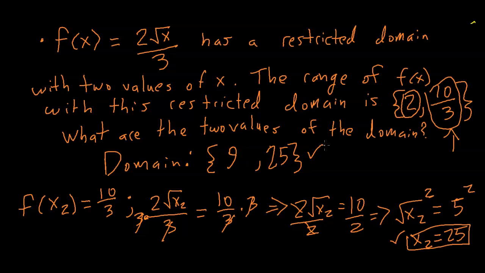And the input 9 gives you the output 2. The input 25 gives you the output 10 over 3. So with the restricted domain 9 and 25, you get the restricted range 2 and 10 over 3.